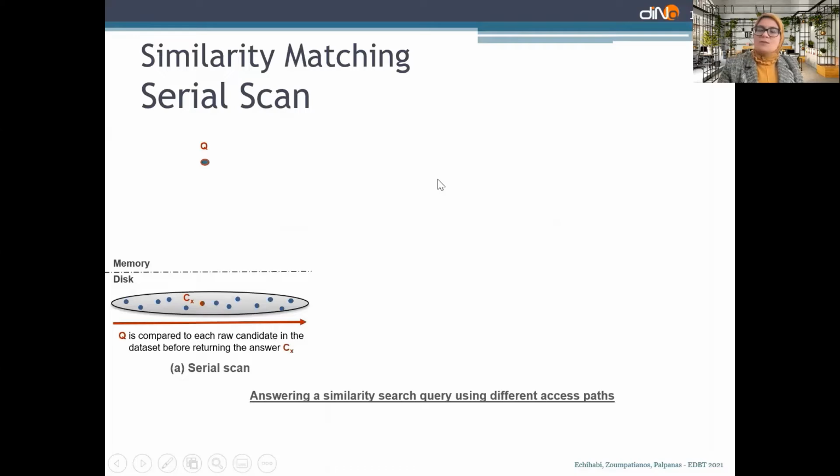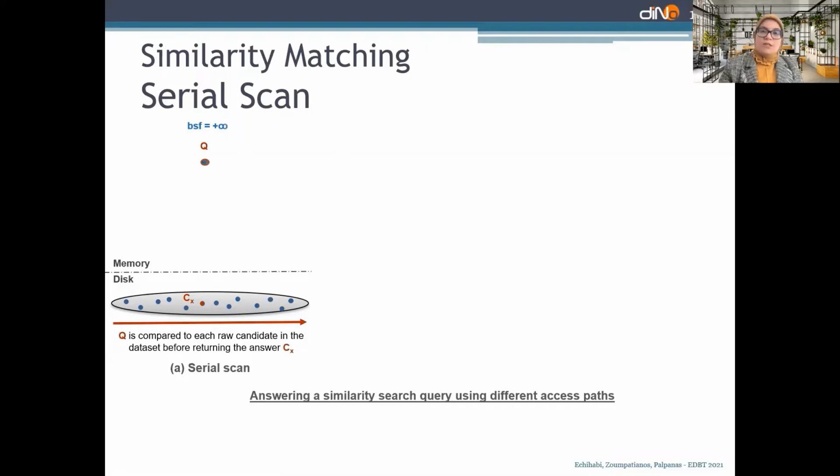So the simplest solution to the similarity search problem is the serial scan. Given the dataset, represented here by this gray oval with the blue dots, the data sits on disk, and when a query arrives, the query has to be compared to each candidate in the dataset before returning the exact answer.